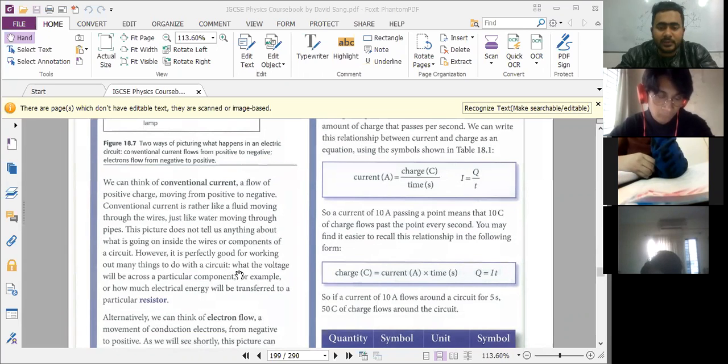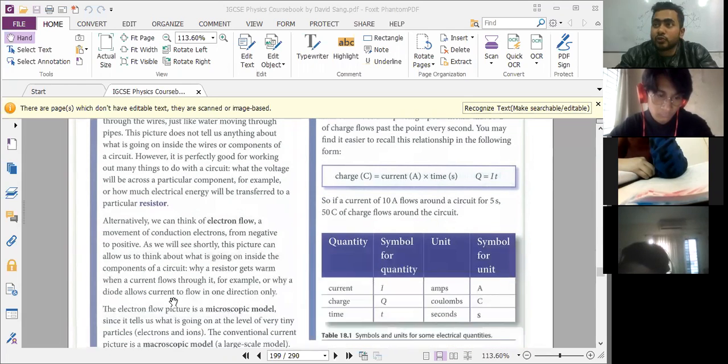A circuit will tell us many things. What the voltage will be across a particular component, for example, or how much electrical energy will be transferred to a particular resistor. It will give us an idea about how much electrical energy is transferred to the resistor from the example we just gave.